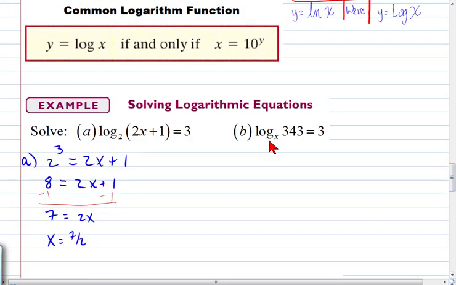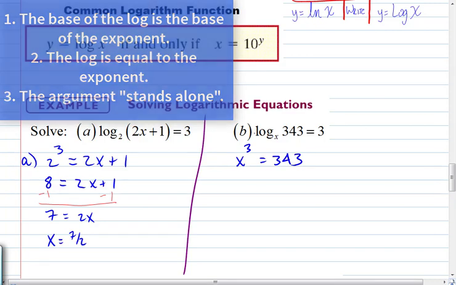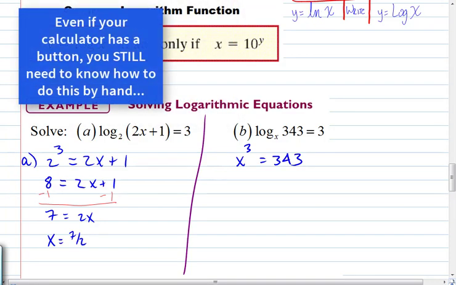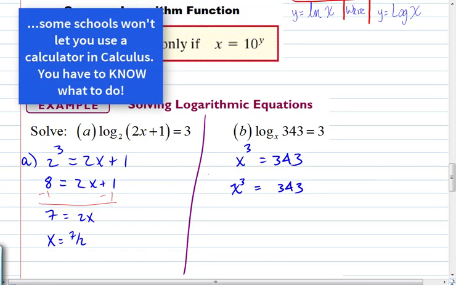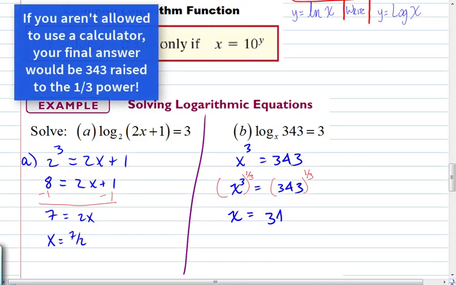Alright, let's look at this problem. I don't know what it is written as a log, so I'm going to rewrite it as an exponent. Rewrite this log as an exponent for me. And in order to get that power off of there, what do I need to do? Do you have a cube root button on your calculator? You do, but I don't. What would it look like? I'm glad you asked. When you raise a power to a power, don't you multiply the exponents? So this becomes x to the first, which is what we're looking for, equals 343 to the 1/3 power.